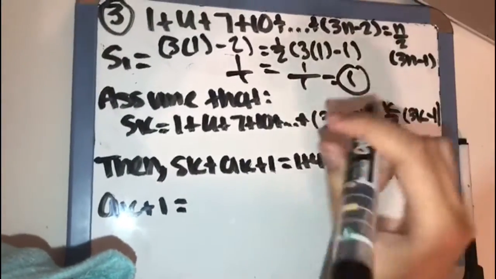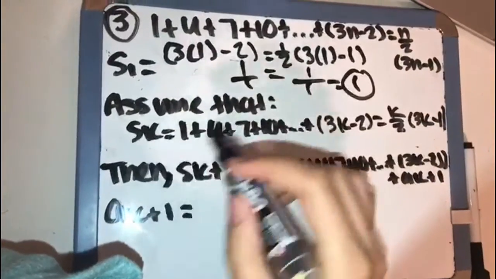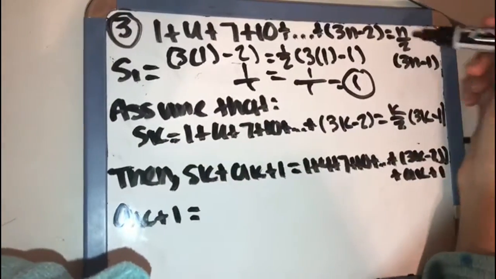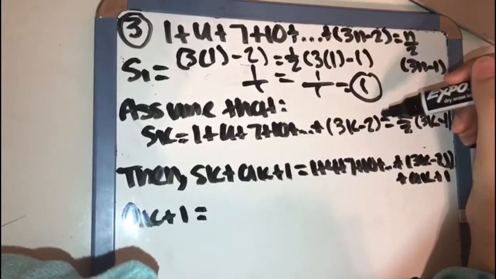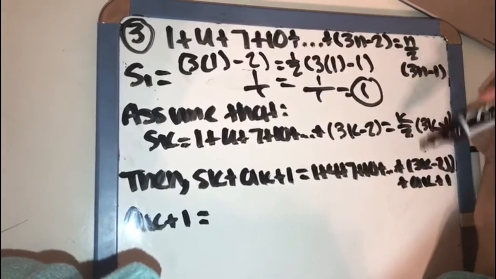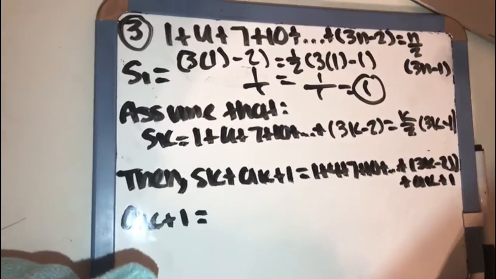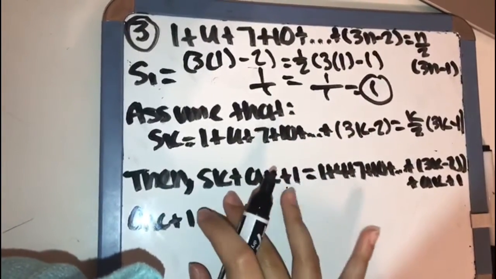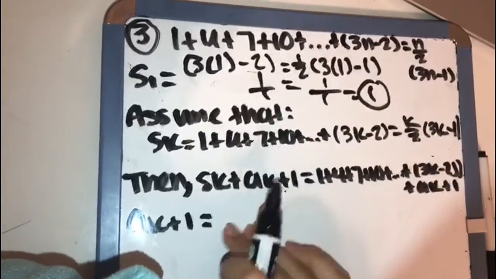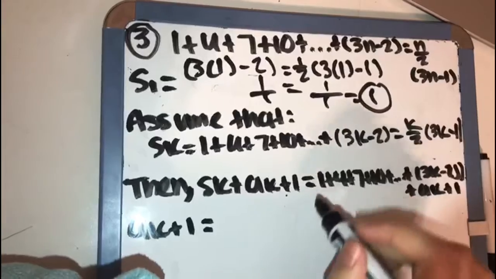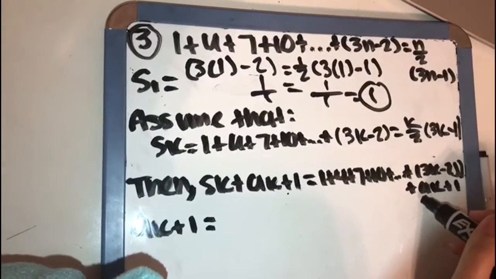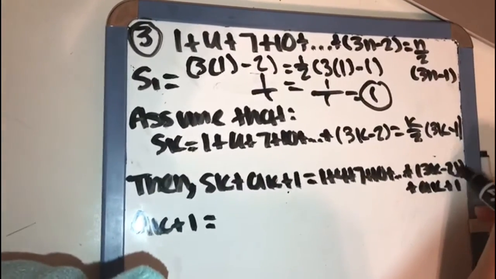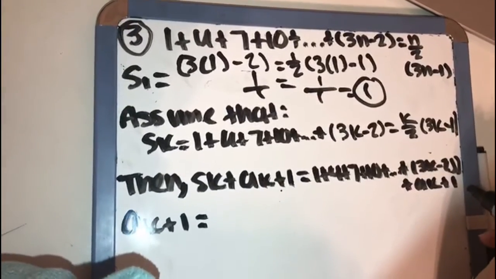Okay? Easy step. Now they're saying that assume that Sk equals 1 plus 4 plus 7 plus 10. Now what they did is that they changed n to k. Instead of n, now they're substituting k. Okay, they basically did the whole opposite reverse. Then Sk plus a(k+1). This means that we have to add them together in order to find the equation for S(k+1). So 1 plus 4 plus 7 plus 10 plus dot dot dot plus (3k minus 2), and then plus a(k+1).